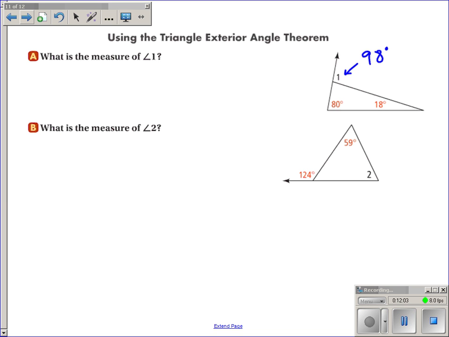And question B, what is the measure of angle 2? Well, I know that this is equal to the sum of 59 and angle 2. So 124 minus 59 is 65 degrees. So angle 2 must be 65, so that 65 plus 59 is equal to 124.